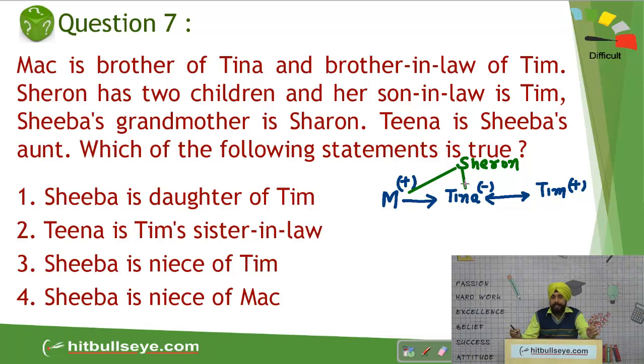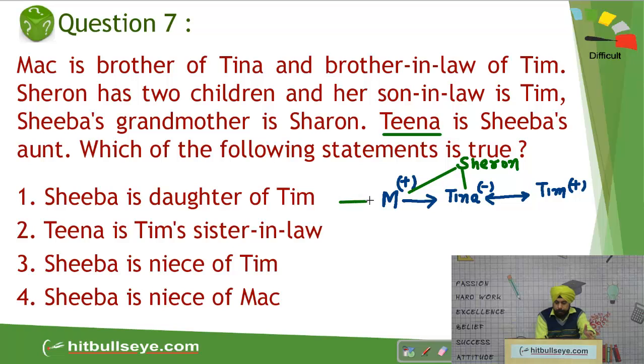Now Tina, mind it, this Tina has different spellings. This was the catch in the question. Tina is Sheba's aunt. It is not this Tina, it is another Tina. So if she is aunt and Sharon is the grandmother, so this means she has to be either the daughter of M or the daughter of Tina. But other Tina is given to be Sheba's aunt.